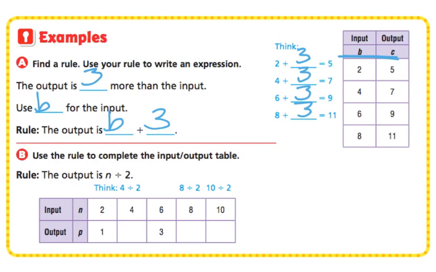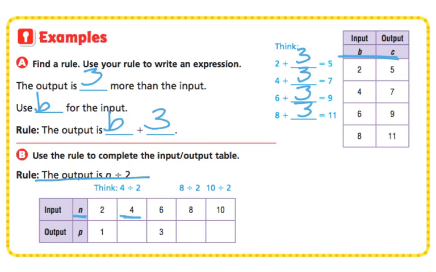All right, let's look at section B. It says use the rule, and they give me the rule right here. The rule is simply telling me how the table is changing. So the rule is n divided by 2. N divided by 2. And the n is right up here in the input. So if I have 2 and I divide 2 by 2, I get 1. So my output was 1.